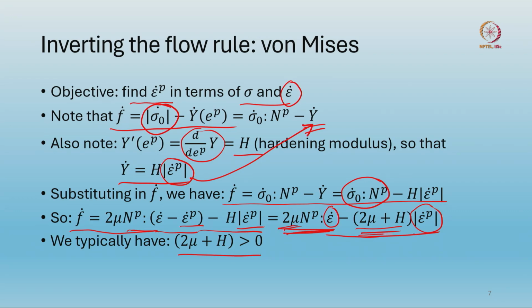In that case, this quantity is also negative, both are negative. So then what will happen? F dot has to be negative, but if f dot is negative, plastic flow cannot occur, that means epsilon p dot equals 0. But this contradicts our assumption that epsilon p dot is not equal to 0. Therefore, the only possible scenario in this case is that epsilon p dot equals 0.